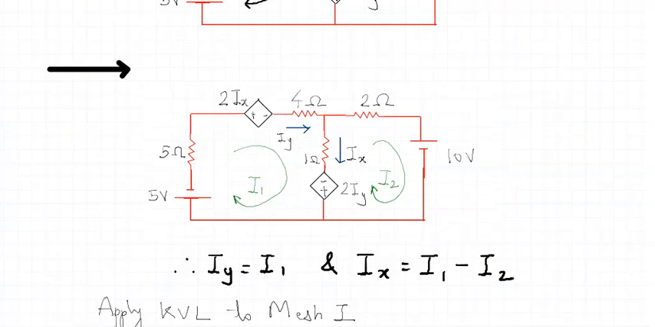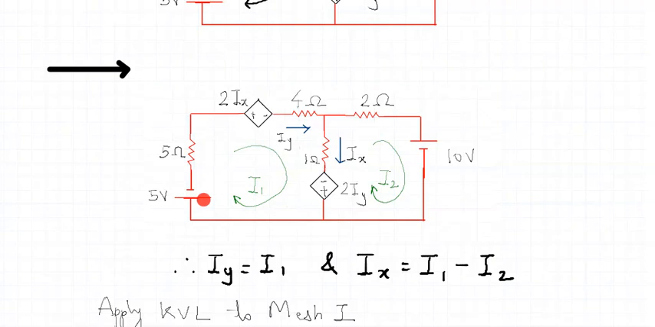So KVL says that the sum of all the voltages in a closed circuit is 0. This is what KVL is. So pick any starting point. Let me say I start applying. I hope that you have finished formulating the mesh equation. So verify it with me now.